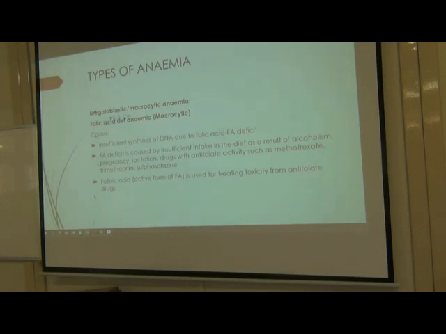Why? Pregnancy, lactation, why would they affect the availability of folic acid? Alcohol affects the absorption. These ones do not affect the absorption, they affect the availability of folic acid to other parts of the body, for other functions in the body.